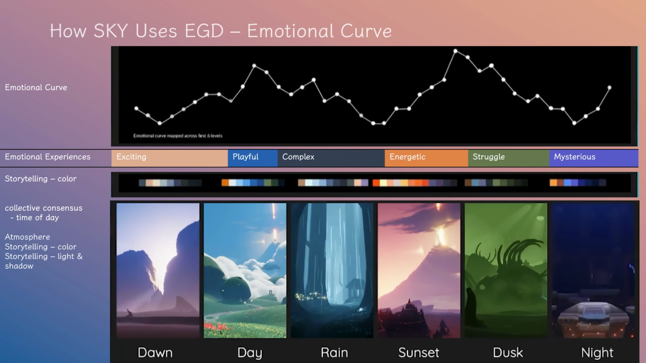For example, here they use the time of day, which is dawn, day, rain, sunset, dusk, and night, to get inspired to set the atmosphere and use different color and light and shadow based on it. For example, the dawn is a signal of hope and everything starting, so it matches the emotional experience of excitement they want to achieve here. But as you can see, the dusk, because the emotional goal of this stage is struggle, they match it with the dusk feeling, which looks painful and hard.